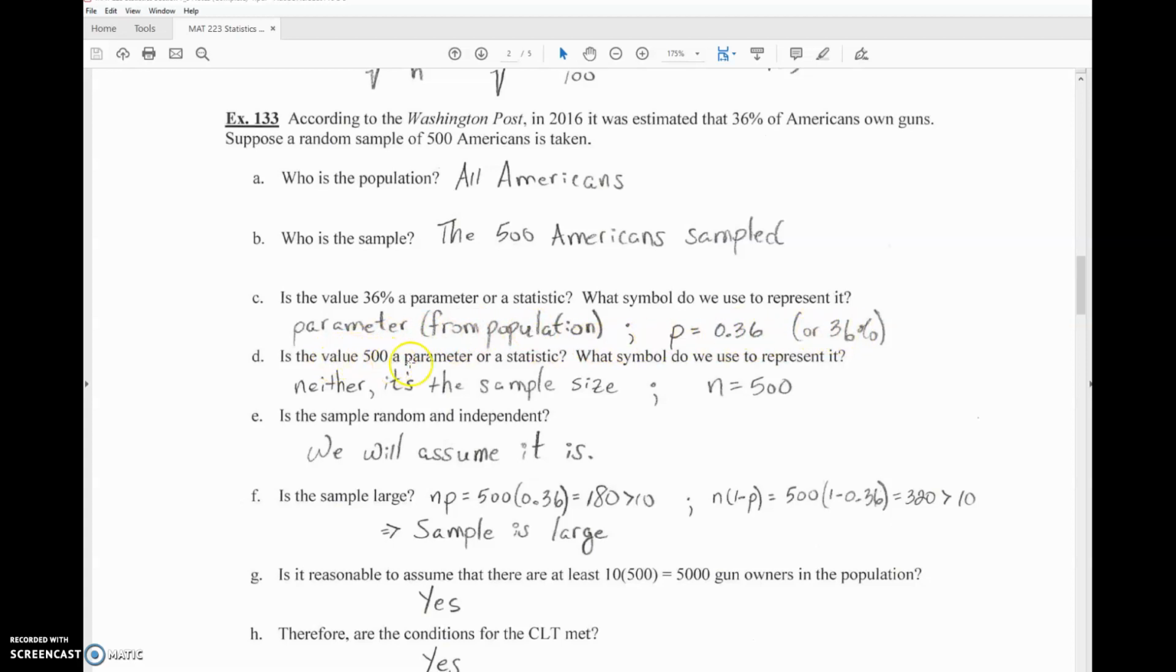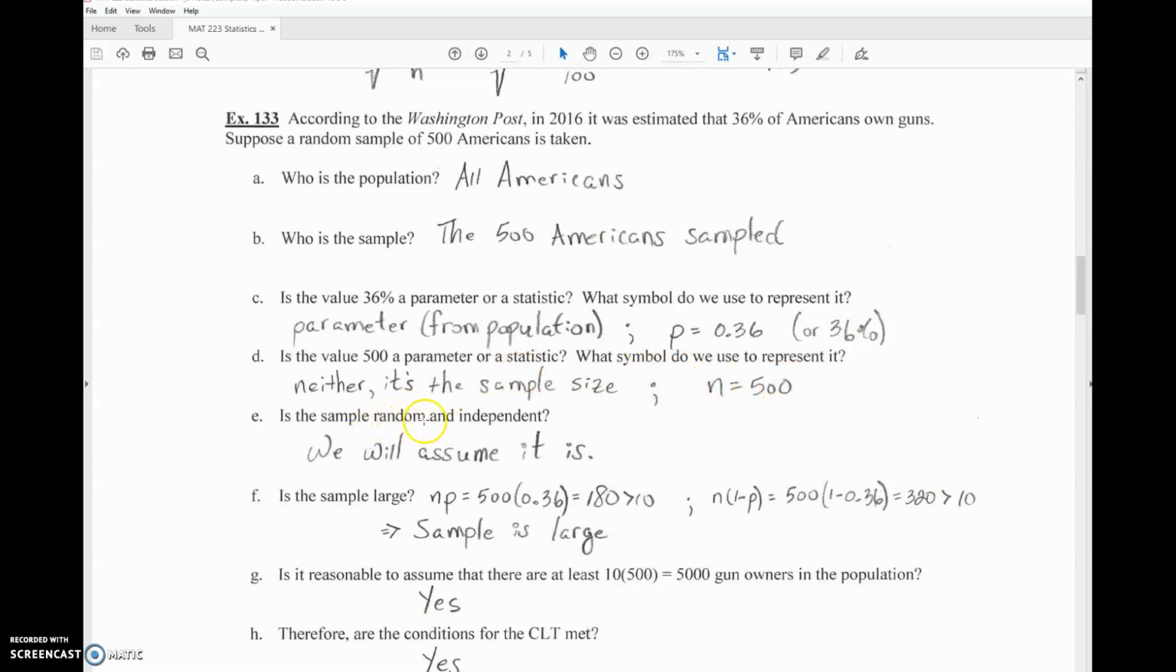Is the value 500 a parameter or a statistic, and what symbol do we use to represent it? Well, the 500 is not a parameter or a statistic, it's just the sample size. If you were going to call it anything, I guess a statistic, but I don't put it in either category. It's the sample size. How big of a sample are we taking? n is equal to 500.